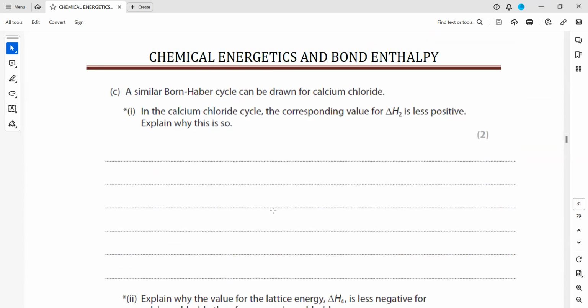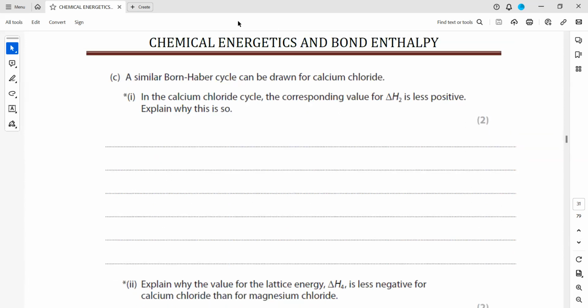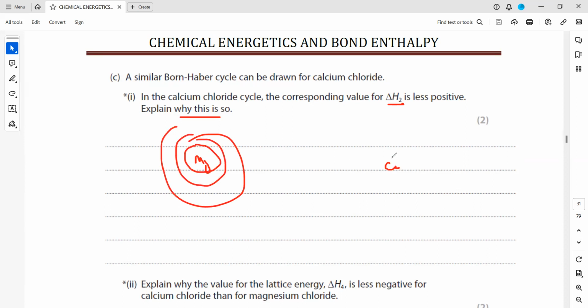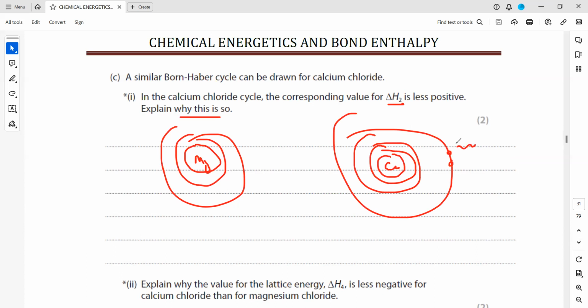Then a similar Born-Haber cycle can be drawn for calcium chloride. In calcium chloride, the delta H2 is less positive. Explain why. Delta H2 compared to magnesium is less positive. So what is the reason for that? Less endothermic, because if you see for magnesium, when we are removing an electron, first shell 2, second shell 8, third shell 2. But in the case of calcium, first shell 2, second shell 8, third shell 8, and the fourth shell 2. If I want to remove the electron from calcium, it is much easier as the electrons are far from the nucleus, weaker attraction.